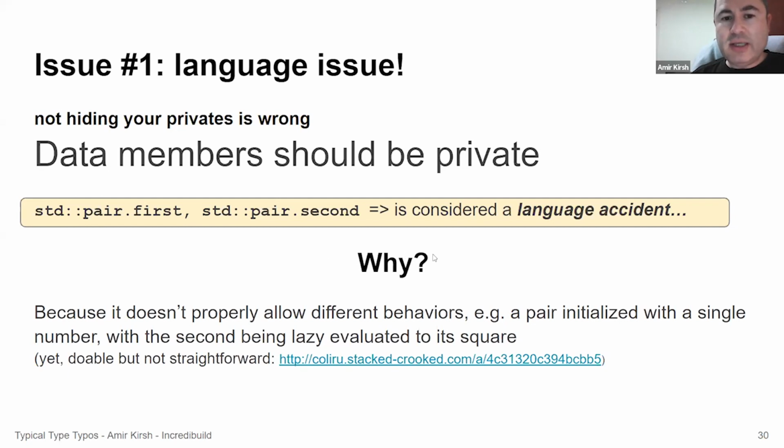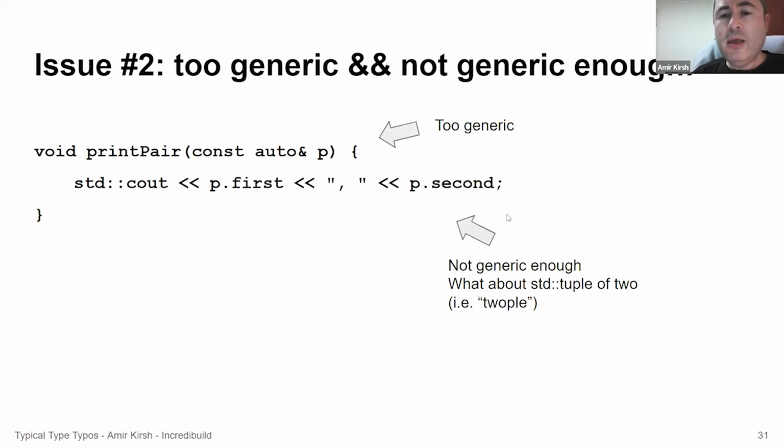Suppose that first and second had been functions, as they should have been. Things would be much better, easier to implement if you want your own pair. Suppose that you want a lazy pair, for example. So this is one problem, a bad design in the language itself. The second issue is that it is too generic and not generic enough at the same time. It is too generic because I'm taking anything. And it is not generic enough because I'm assuming that I have a first and a second. And what about tuple, for example?